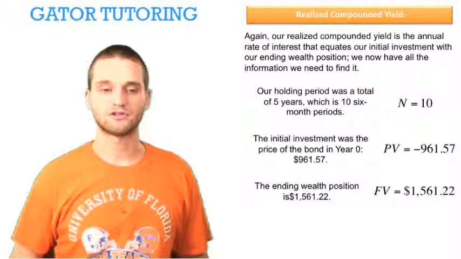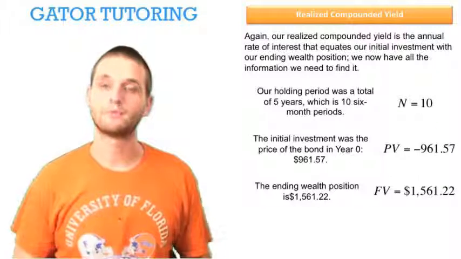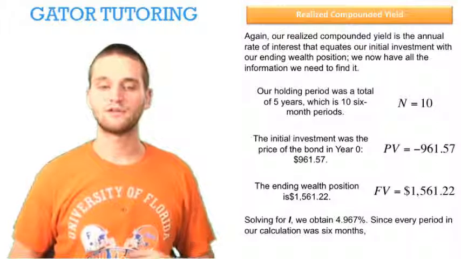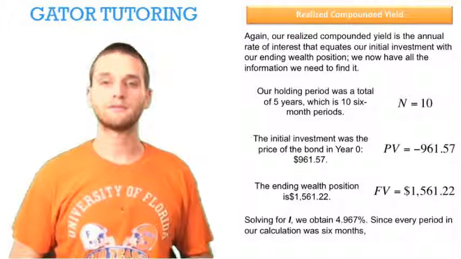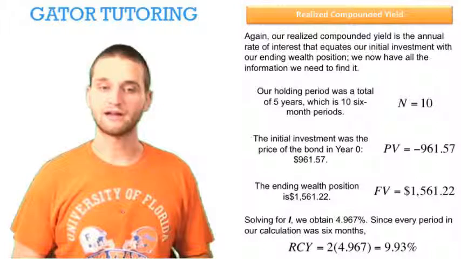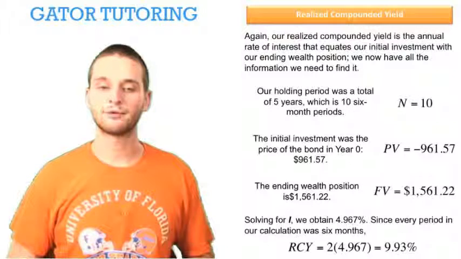The ending wealth position is $1,561.22. We just found that, so we put that in for the future value. Now we solve for I, and we obtain 4.967%. Since every period in our calculation was 6 months, the annual rate, the realized compounded yield, is 2 times that rate, or 9.93%.